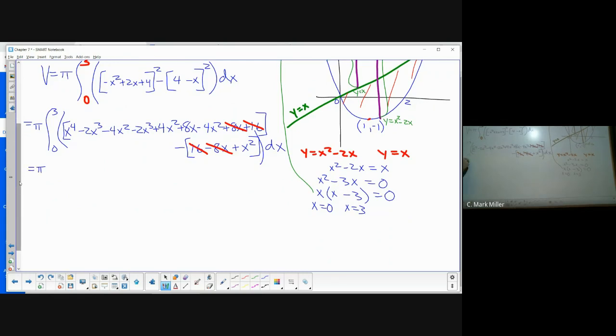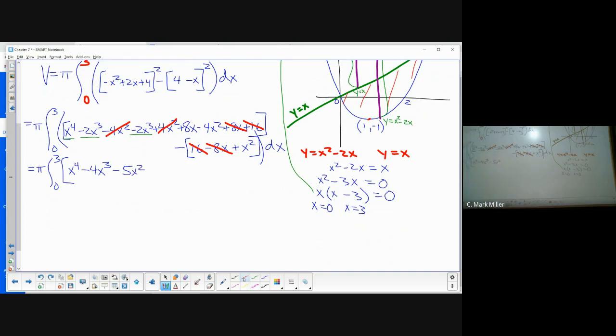Pi, 0 to 3, square bracket, an x to the 4th. There's no more x to the 4th, so underline that one. X cubed: minus 2x cubed minus 2 more x cubed is minus 4x cubed. So we've taken care of that one and that one. Minus 4x squared, you have a plus 4x squared, and then another minus 4x squared. Here's a minus 4x squared, minus another 4x squared is minus 5x squared.